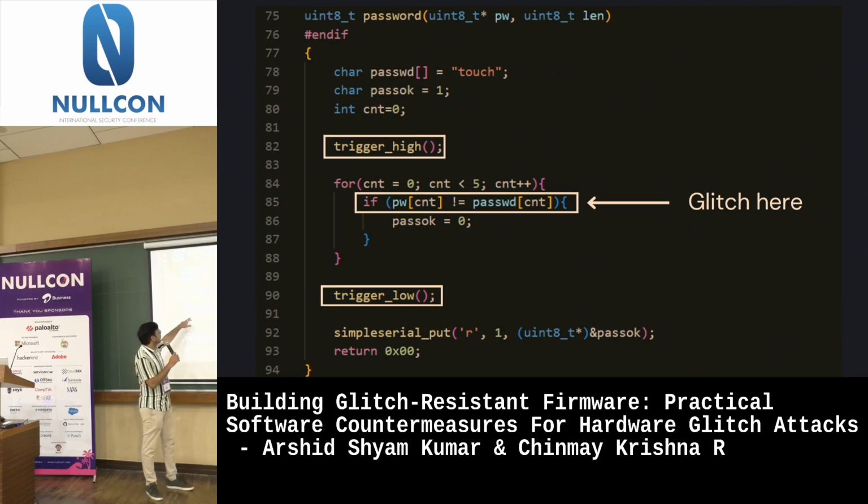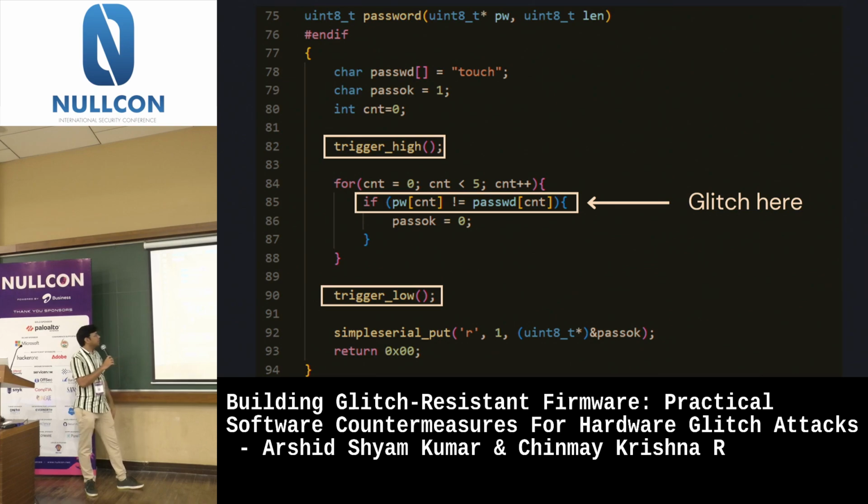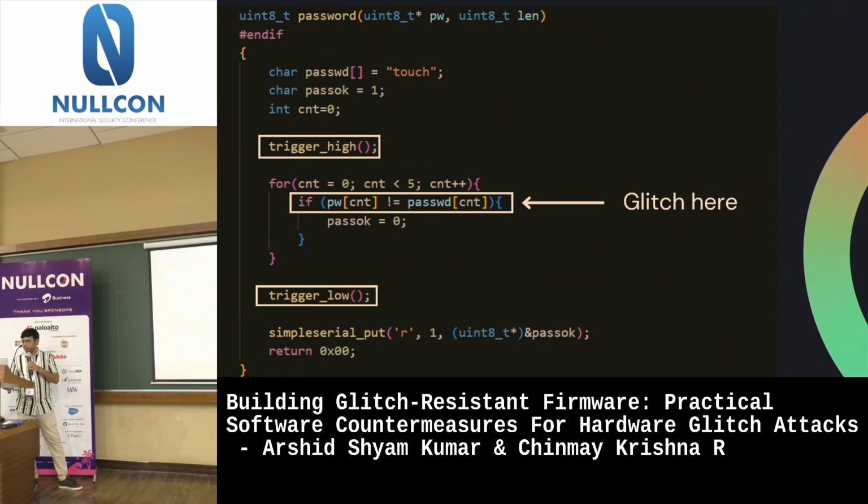Let's say you glitch here, and then basically what you are doing is somehow stopping the processor from checking the conditional, whether the password is correct or not. Then it will be bypassed. So this is a very simple way of showing how you do a password bypass using glitching. So maybe I'll show you a video of a setup.